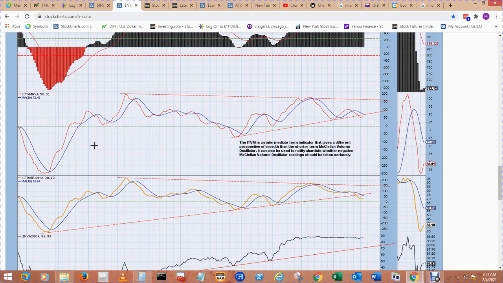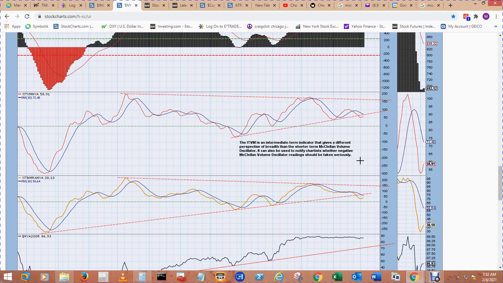Okay, here's the intermediate term volume indicator for the New York NYA, and you can see the ITVM is an intermediate term indicator that gives a different perspective of breadth than the shorter term McClellan volume oscillator. It can also be used to notify chartists whether negative McClellan volume oscillator readings should be taken seriously. All right, we'll stop there and take a look at that.